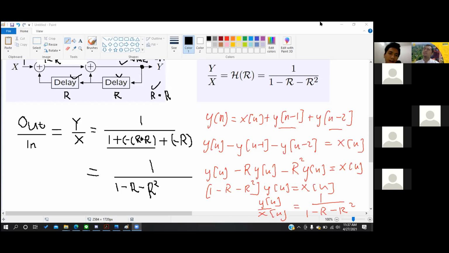If I may confirm, sir, to derive a system functional from a block diagram, first we have to find the difference equation. Is that correct, sir? And then from the difference equation, we can obtain the system functional. Yeah. Okay, sir.